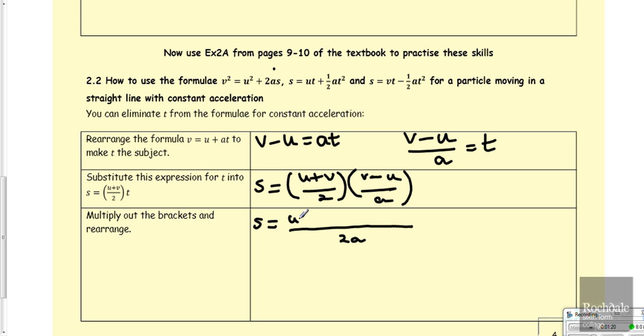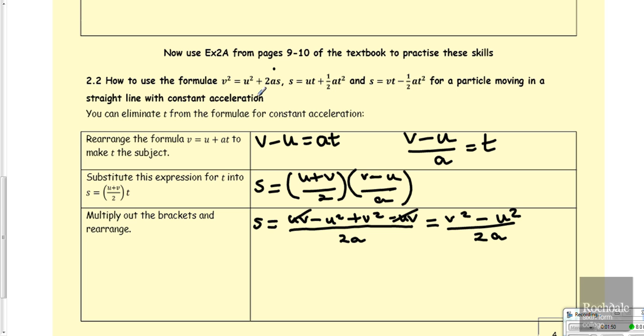So we've got uv from the first pair, minus u squared, plus v squared and minus uv. Now that last term and the first term, they'll cancel because they're both the same. And then if I just put these the other way around, so we've got the positive quantity at the front, that tends to be how we write things. Okay, so that's an expression for s.